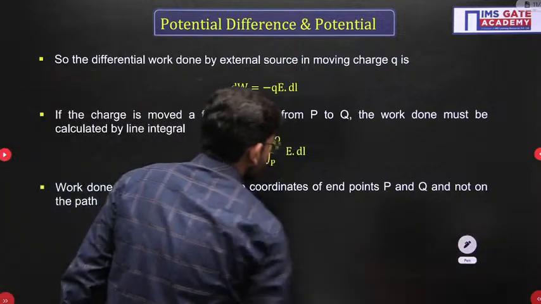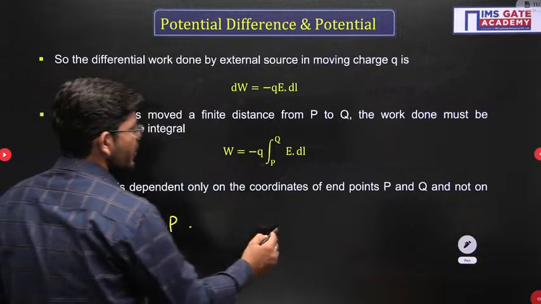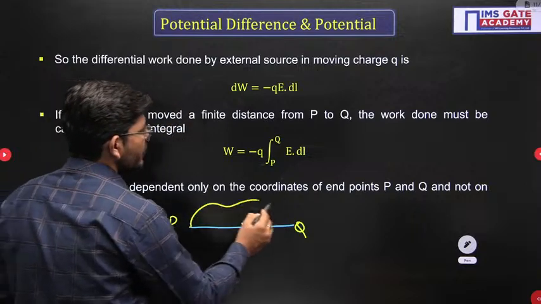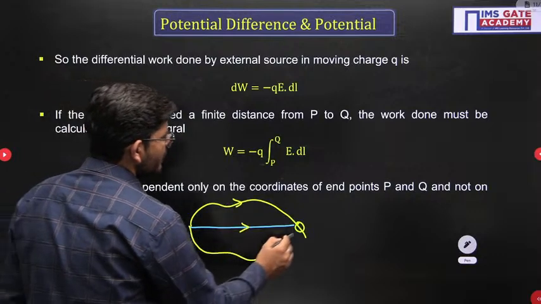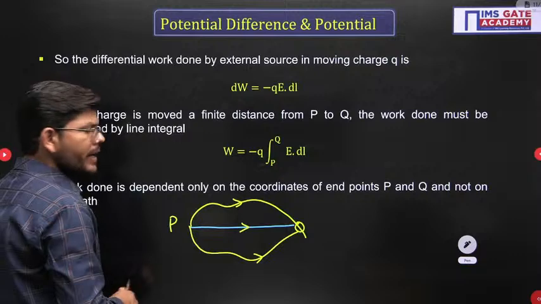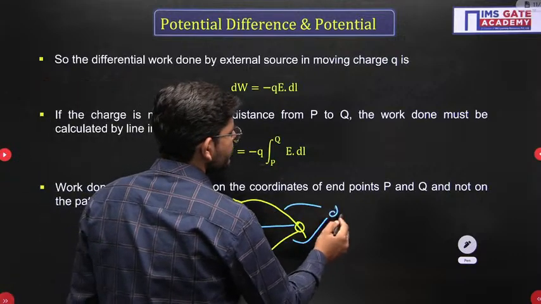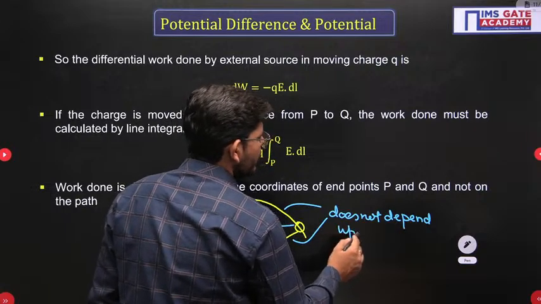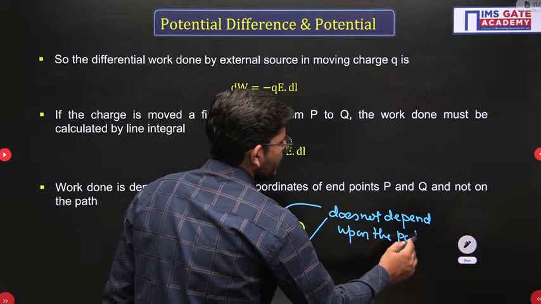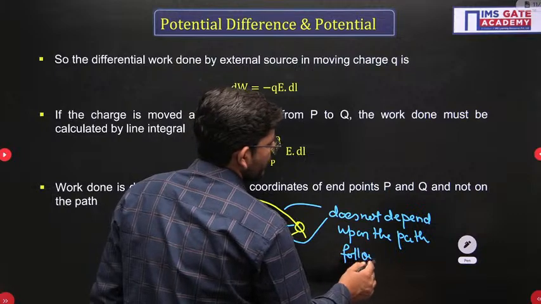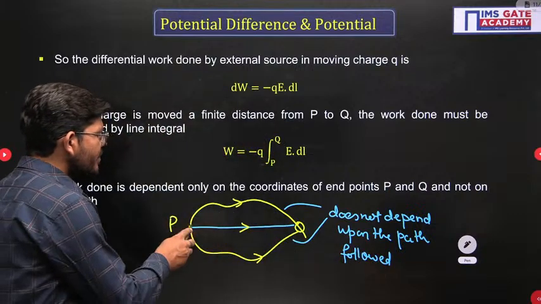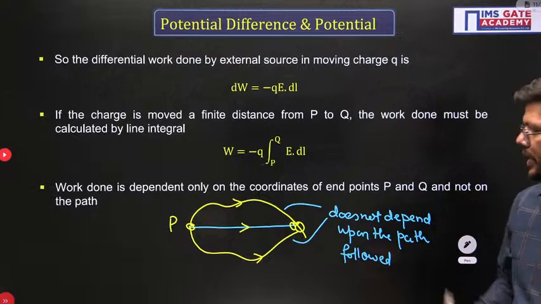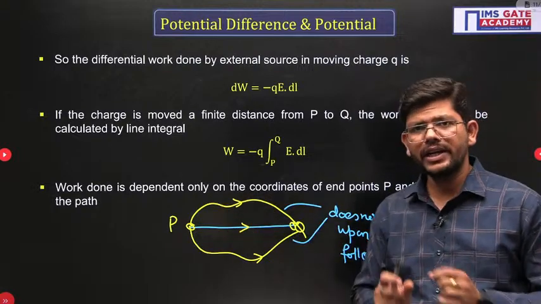So what does this mean? If suppose we have some point P and some point Q, then the work done only depends upon the coordinates of the points P and Q. It does not depend upon what path we are following to go from P to Q. It depends upon the location of the points P and Q. So whichever way you calculate, the work done will come out to be the same.